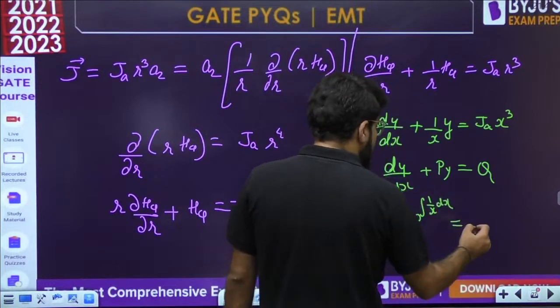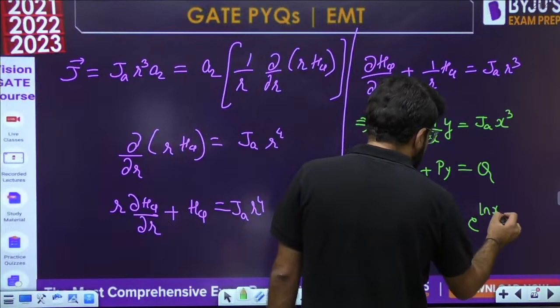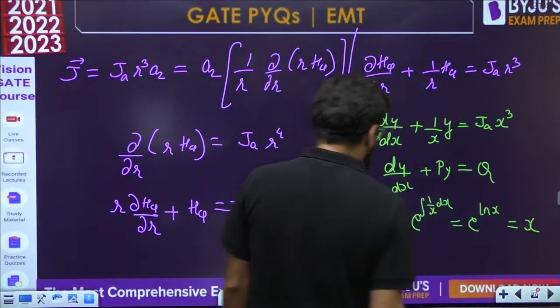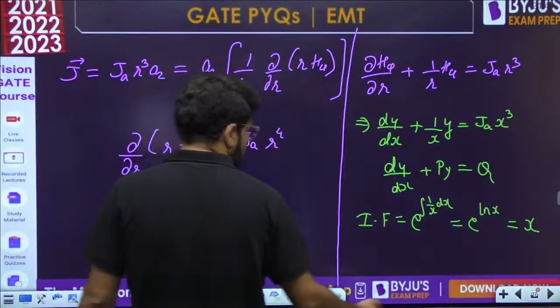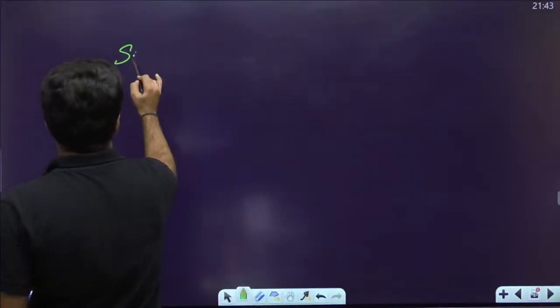E power integral 1 by x dx, that is, the integral of 1 upon x is log x. E and log are inverse of each other, they cancel. The integrating factor is x. So what is the solution then? What is the solution of this?